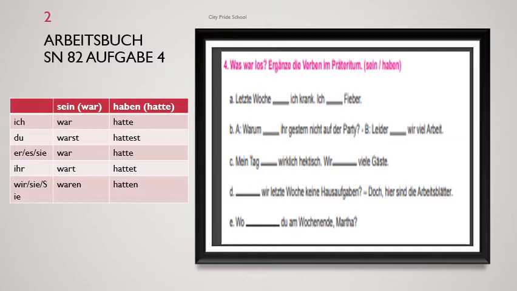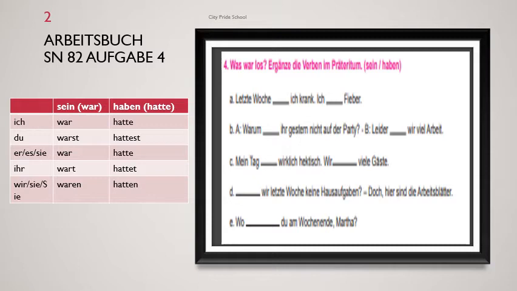Now I will discuss the difficult words' meanings of this exercise. In our live class, we will discuss the answers. Letzte Woche is last week. Krank is sick and Fieber is fever. B. Warum blank ihr gestern nicht auf der Party? Gestern bedeutet yesterday, auf der Party bedeutet at the party. Leider blank wir viel Arbeit. Leider bedeutet unfortunately and Arbeit bedeutet work.